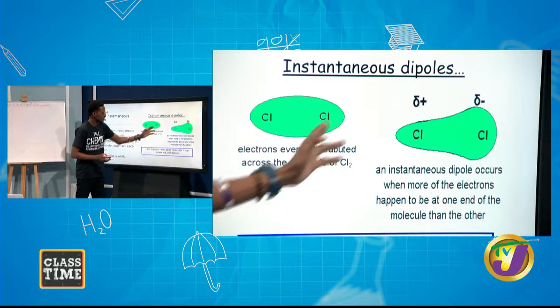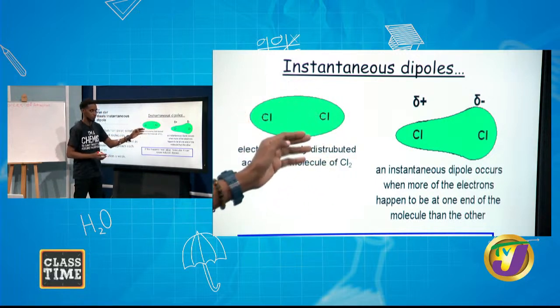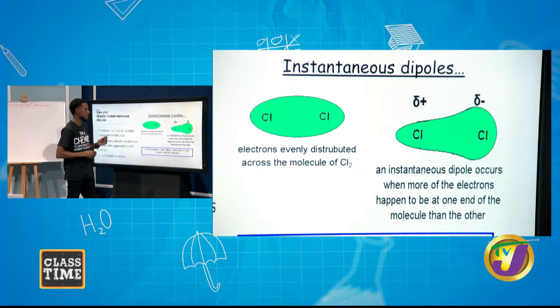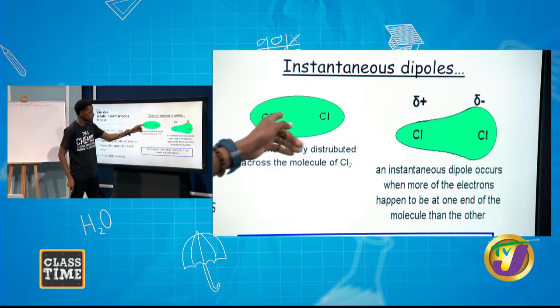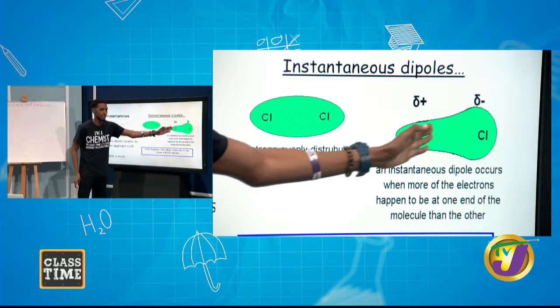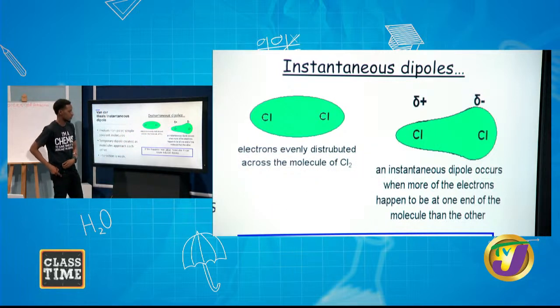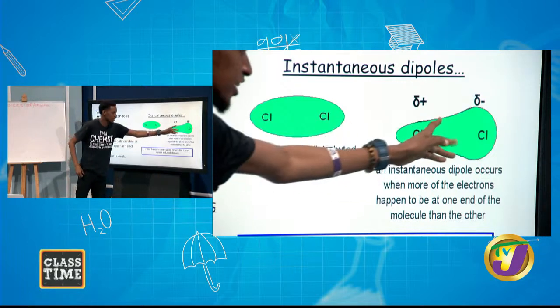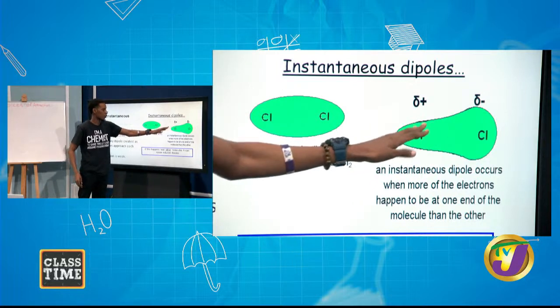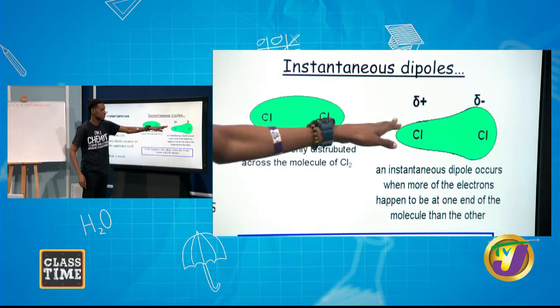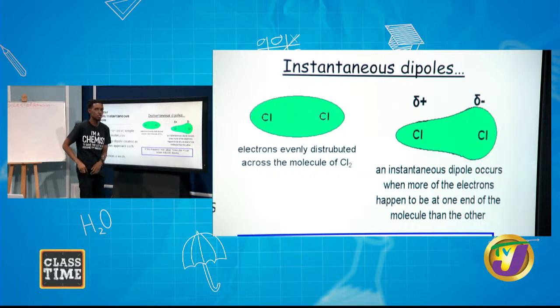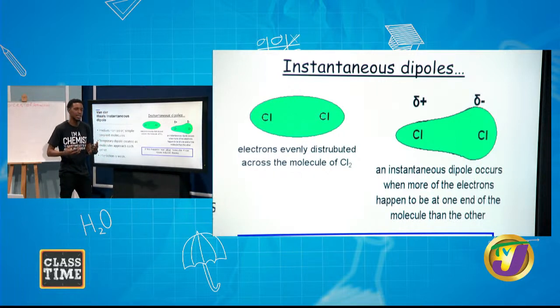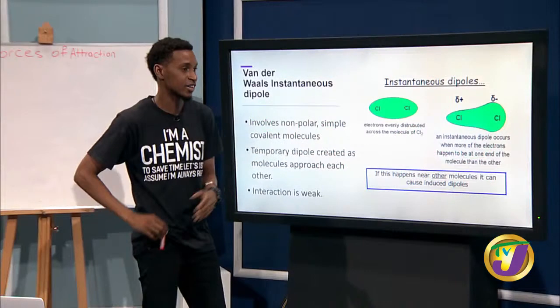The electron density in this molecule would repel the electron density in the other molecule and push the electrons to the far side, while this side would develop a slightly positive charge. So what happens is what we call an induced dipole. In order for two things to attract, you must have negative and positive charges.